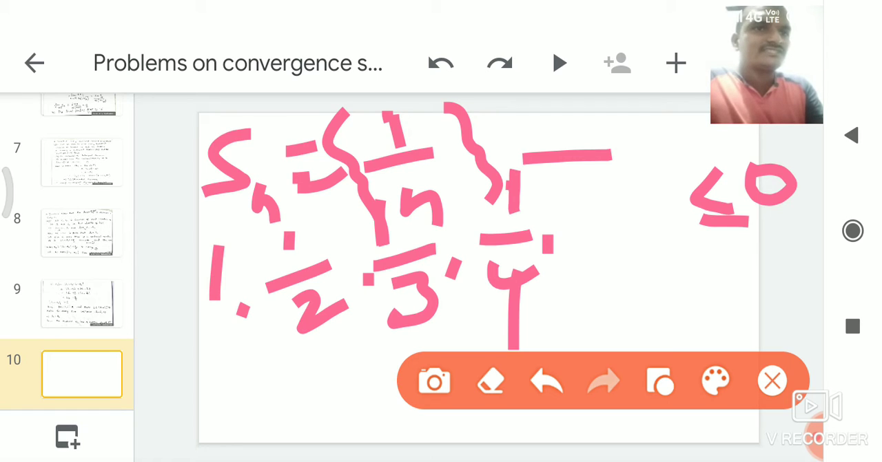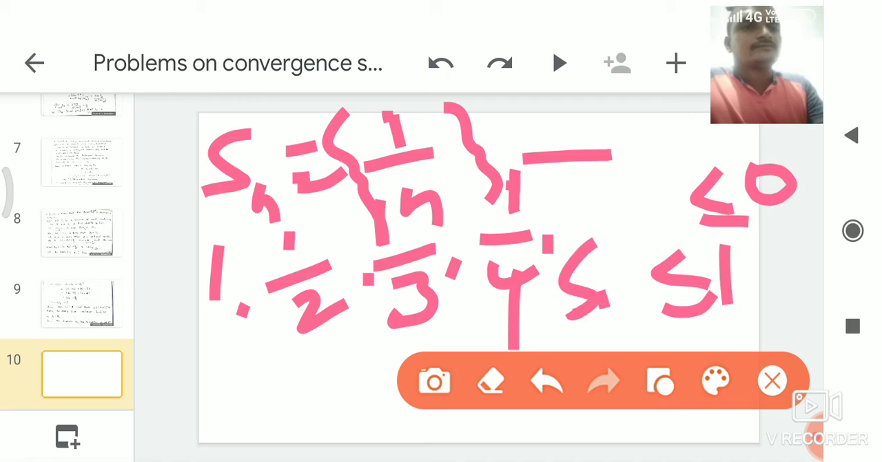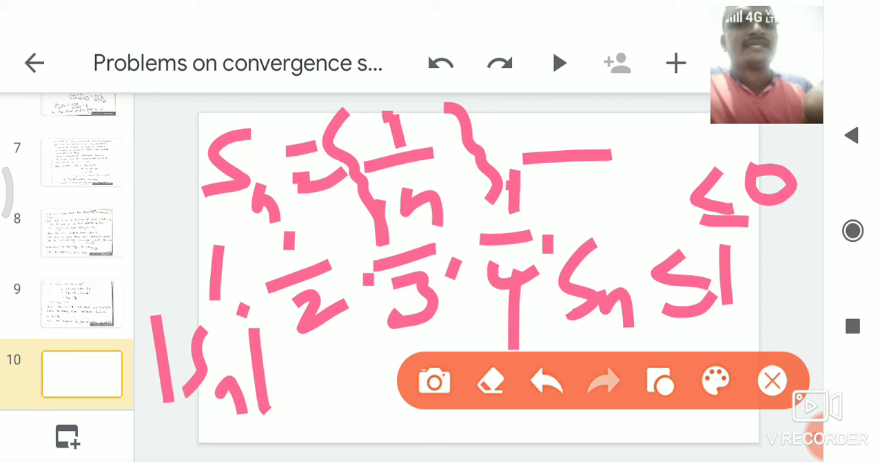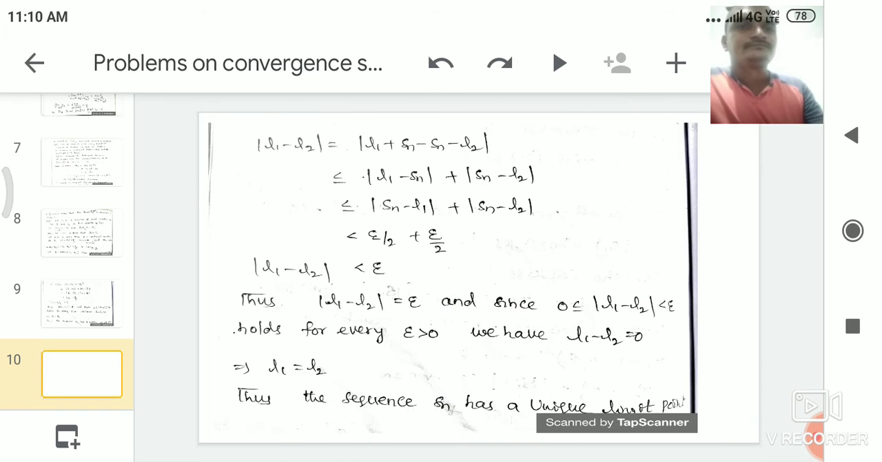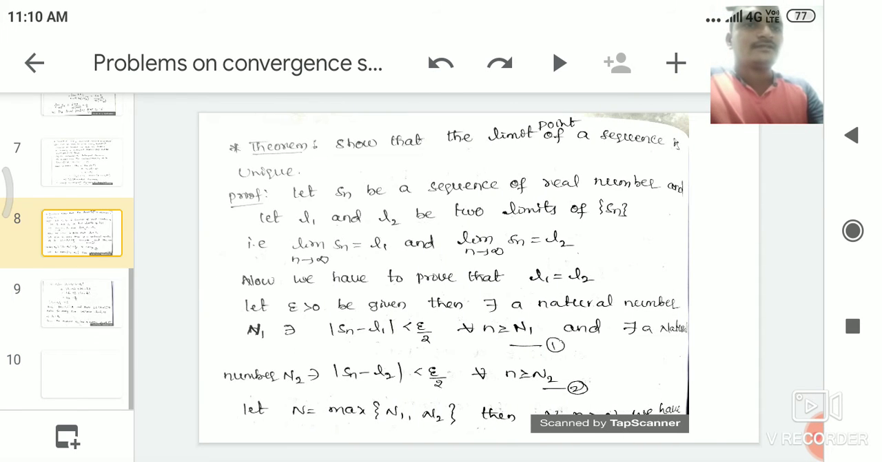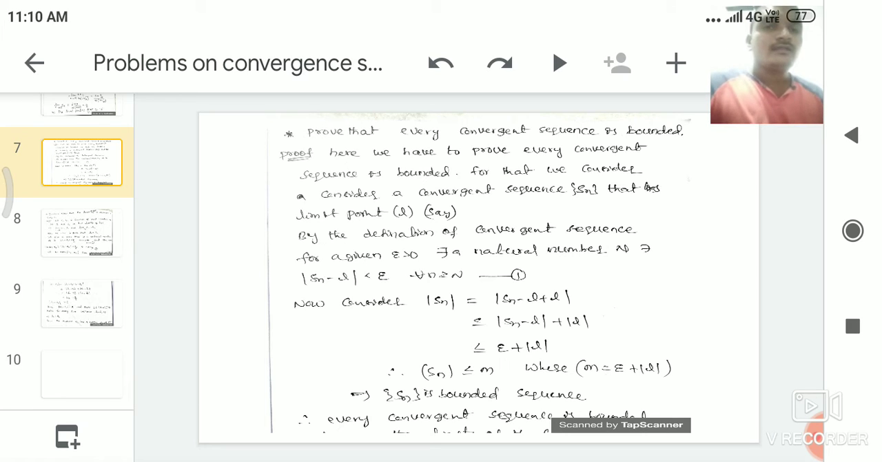All the terms of the sequence must be less than or equal to 1, which is in the form of mod Sn less than or equal to m, where m is a positive real number. Okay, now we see the proof of every convergent sequence is bounded. Here we have to prove that every convergent sequence is bounded.